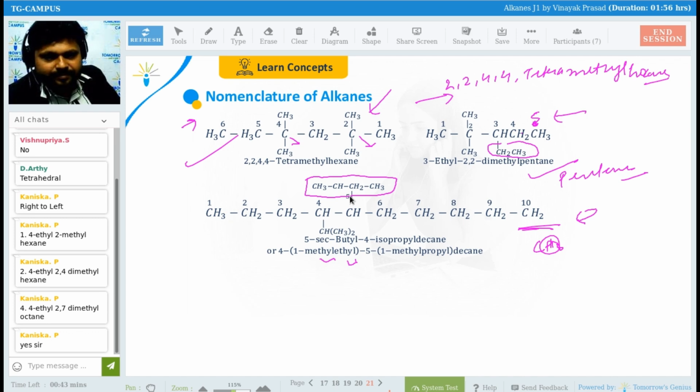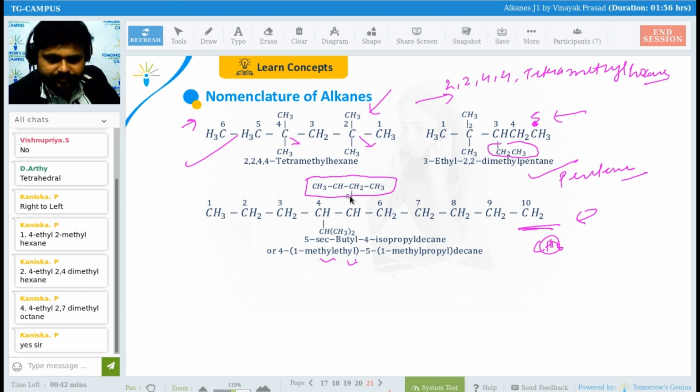Guys, what are we having here? At fifth position, what are we having? Total number of carbons, first open that. First, open the total number of carbons in any chain, and then try to find the answer for that question.